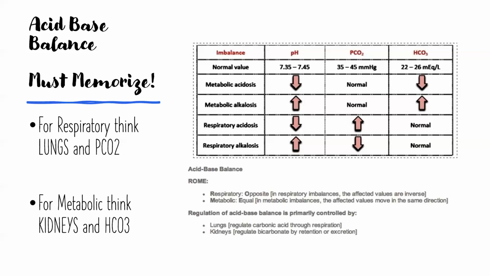When we think about our body being able to compensate and maintain the correct pH, the body compensates in two ways. The lungs help us to compensate, and there you should be thinking respiratory, and you should be thinking PCO2 when it comes to acid-base balance. For metabolic compensation, you should be thinking about the kidneys, and you should be thinking about HCO3, also known as your bicarb.